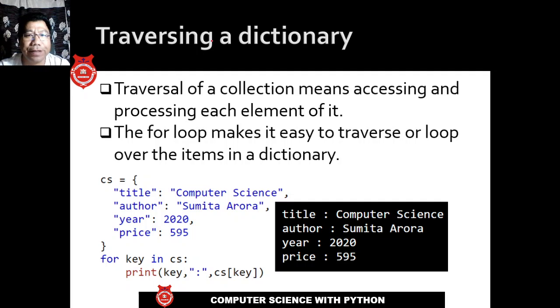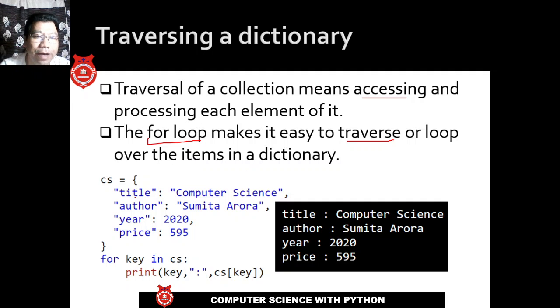Firstly, traversing a dictionary. Traversing a collection means accessing and processing its elements one by one. In order to process its elements one by one, we usually use the for loop, to traverse or loop over the items in the dictionary.